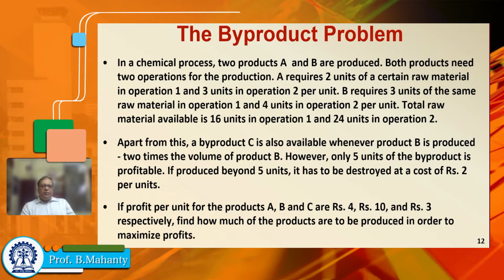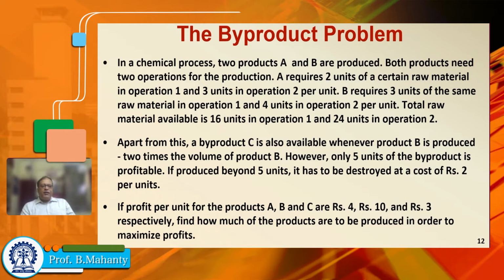Now, apart from this, a byproduct C is also available whenever product B is produced, 2 times the volume of product B. However, only 5 units of byproduct is profitable. So what is happening? See, B is produced. Suppose you are producing 2 units of B, then the number of byproduct C available will be 4 units, 2 times the volume. So no issues. But suppose we produced 3 units of B, then 6 units of C would be produced.